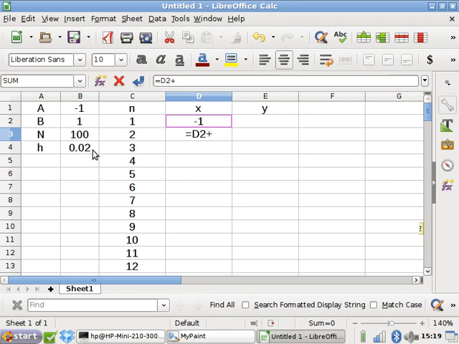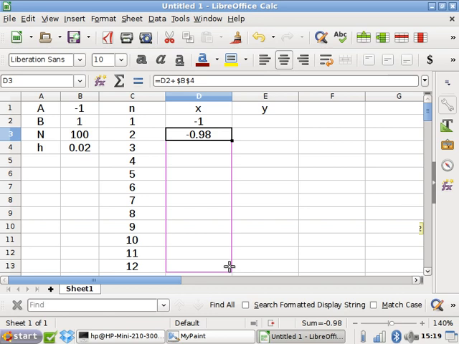And then for the next one, equals, and then we click the last one, plus H, which is here. Now we do have to put the dollars on the B4 here, because we don't want the H to change its value. It's a constant as well. Okay, got that? Dollar B. Okay, so you should have this.